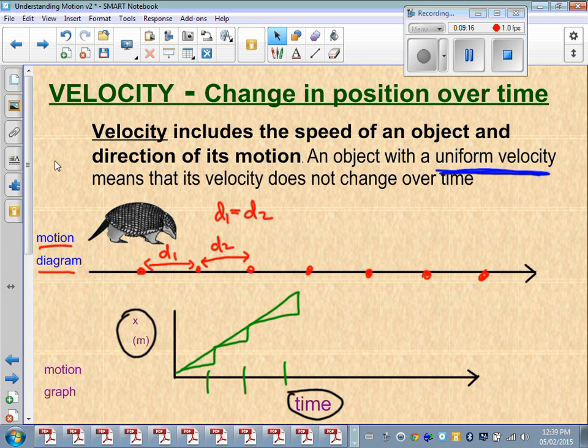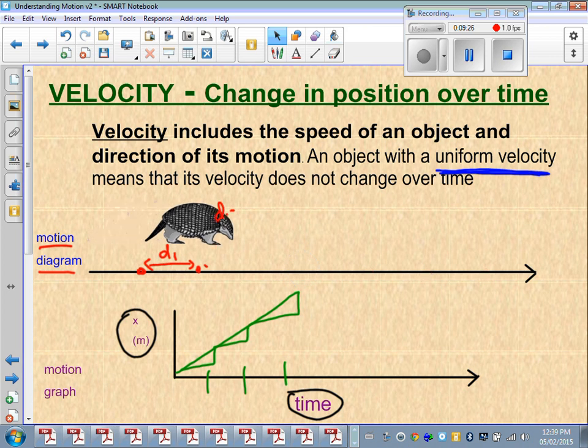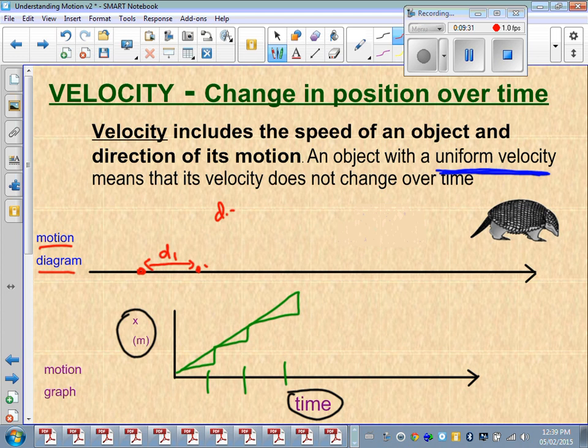Now, what if the velocity is in fact changing? So our armadillo is actually speeding up. It starts slow, and then it starts to speed up. Well, in that case, the armadillo is going to cover more distance as the seconds progress. So in this case, what we'll see is that D2 is now greater than D1 on the motion graph, because the armadillo is speeding up. And that is a velocity change.